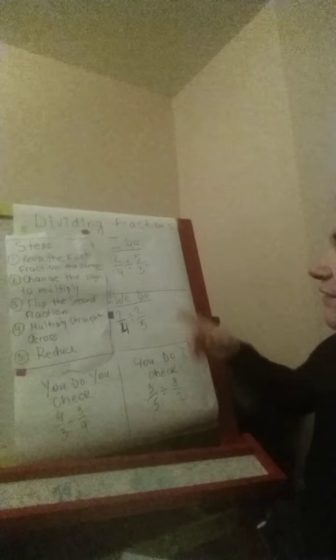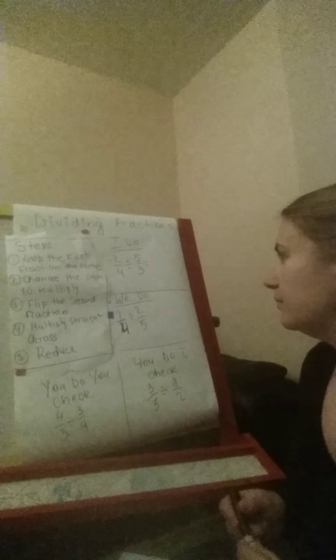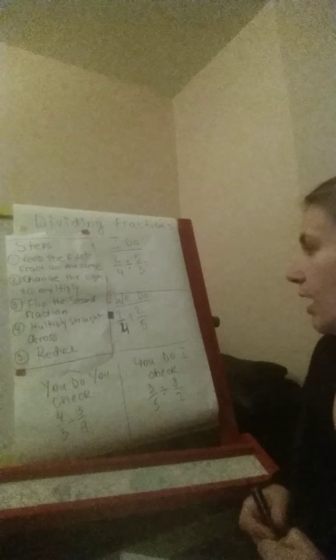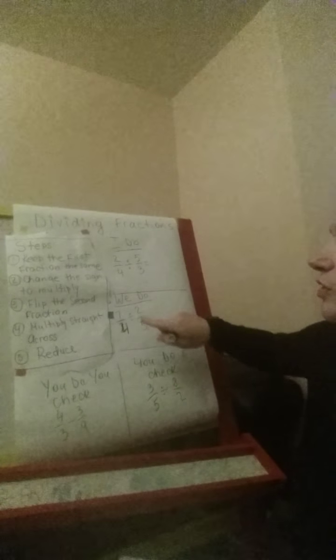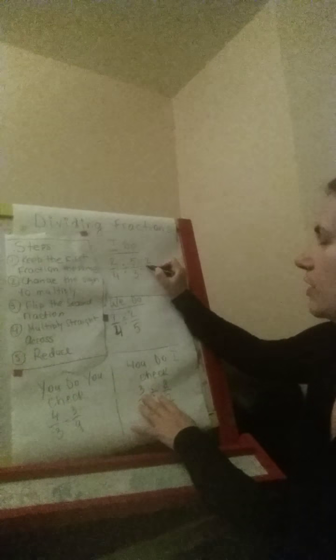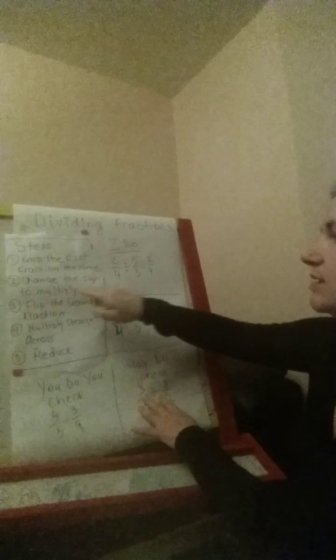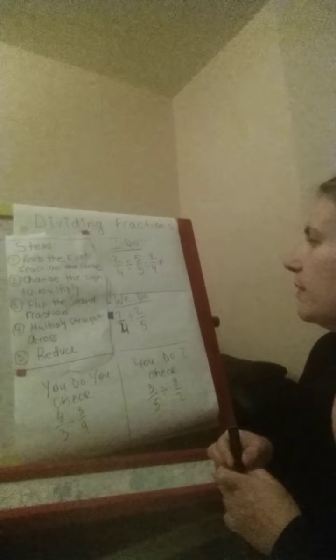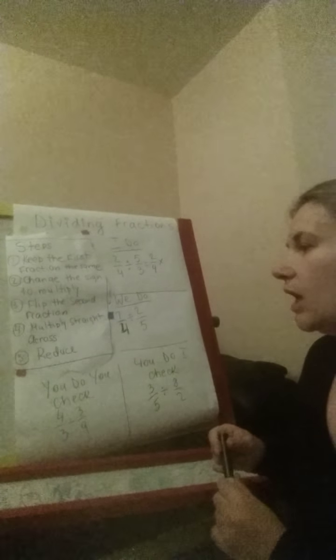So I have a division problem in front of me. 2/4 divided by 5/3. So I have to go step by step. Step number 1, keep the first fraction the same. That's what I'm going to do. I'm just going to keep the first fraction the same. The second one says change the sign to multiply. So I'm going to write multiply instead of divide.